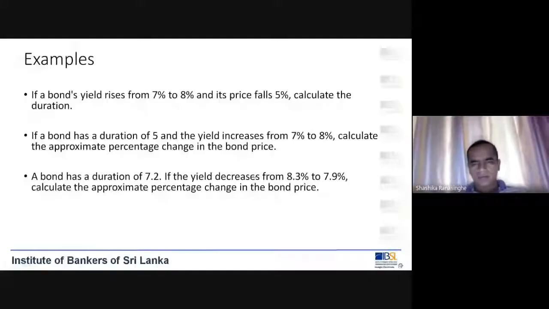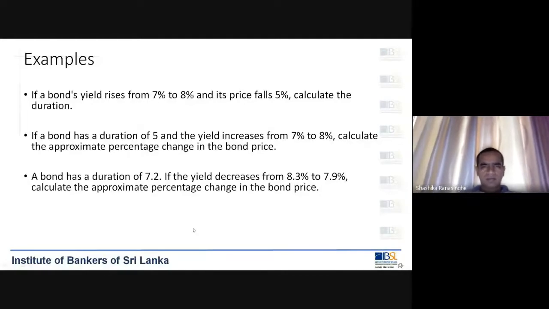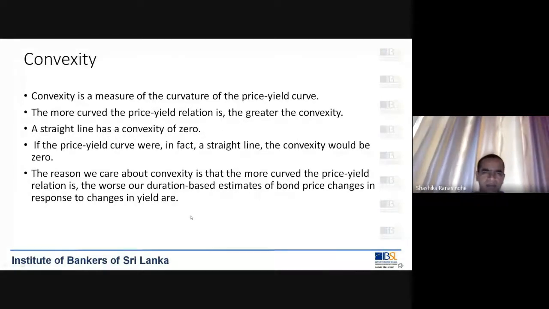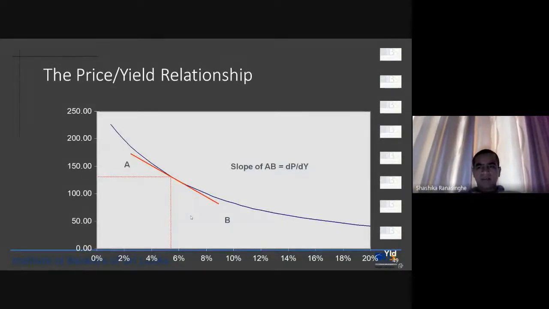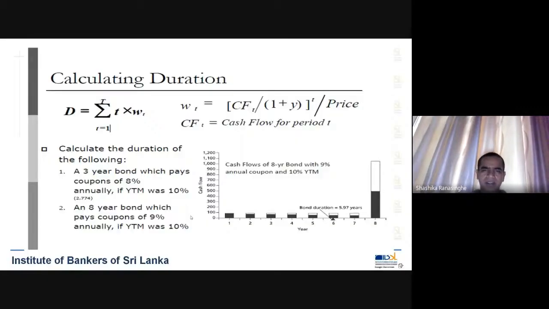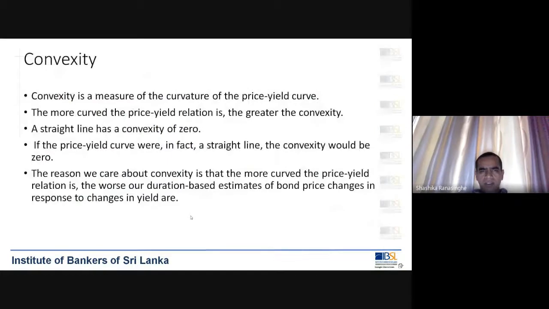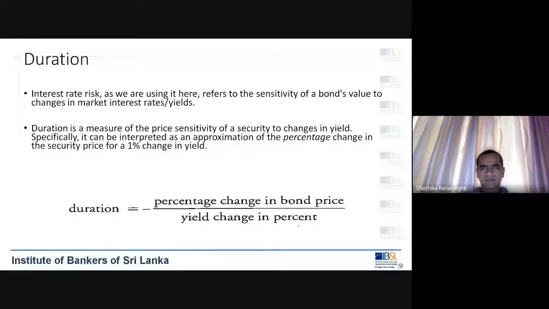Okay, so any questions up to now? Next area is convexity. Actually, I put the cart before the horse. Remember, bond price and yield has a curve. The relationship has a curvy nature, not a straight line. Convexity is a measure of the curvature of the yield price curve. Right, the curvature of this curve.